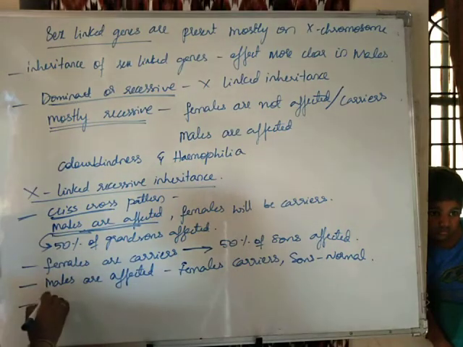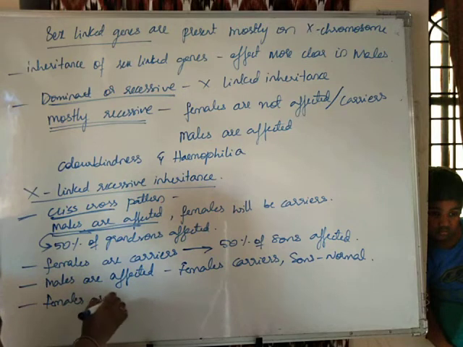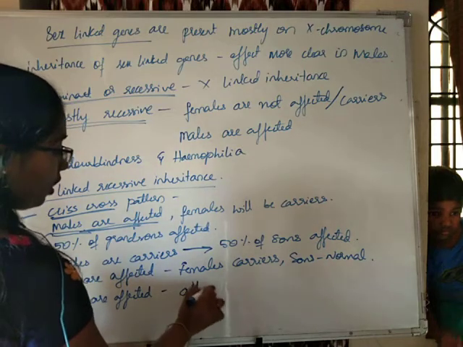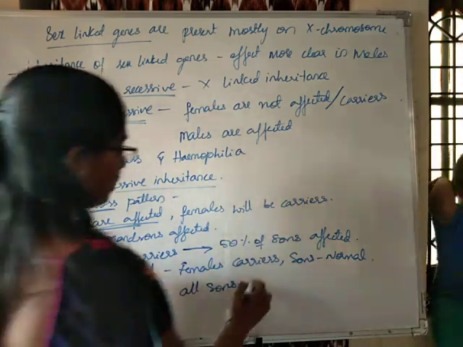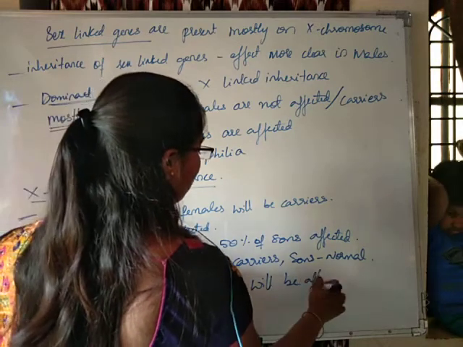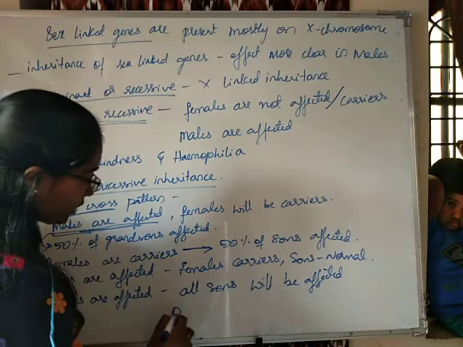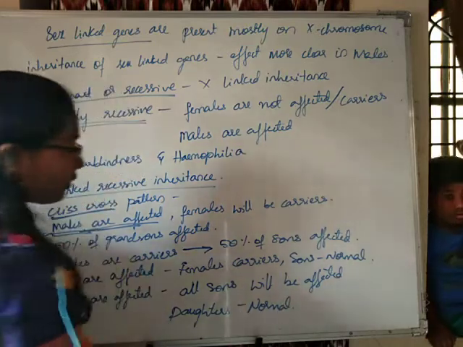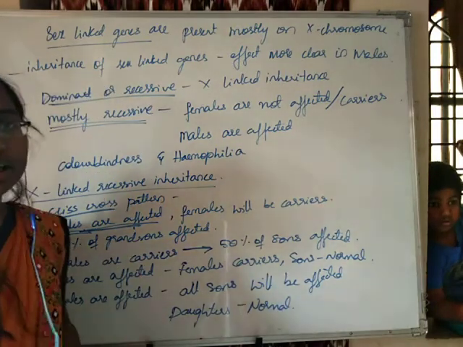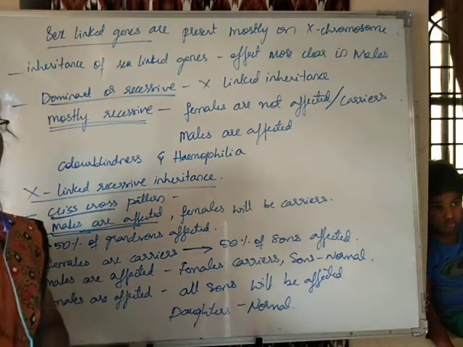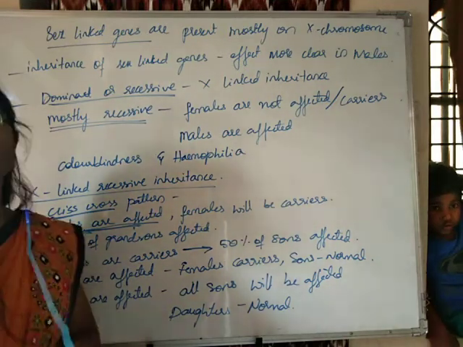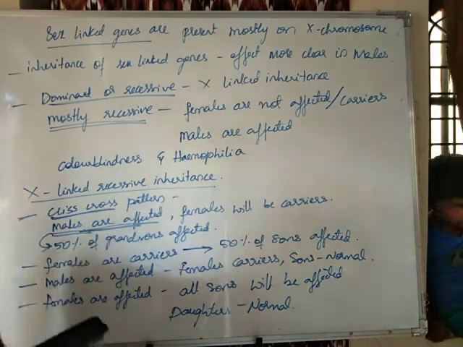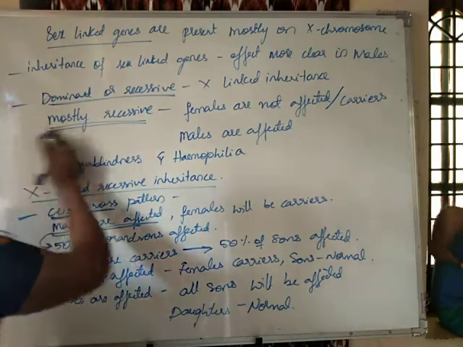If females are affected, then all the sons will be affected, and all the daughters will be normal. So, these are the different characters shown by X-linked recessive inheritance, which is the most common pattern of sex-linked inheritance.